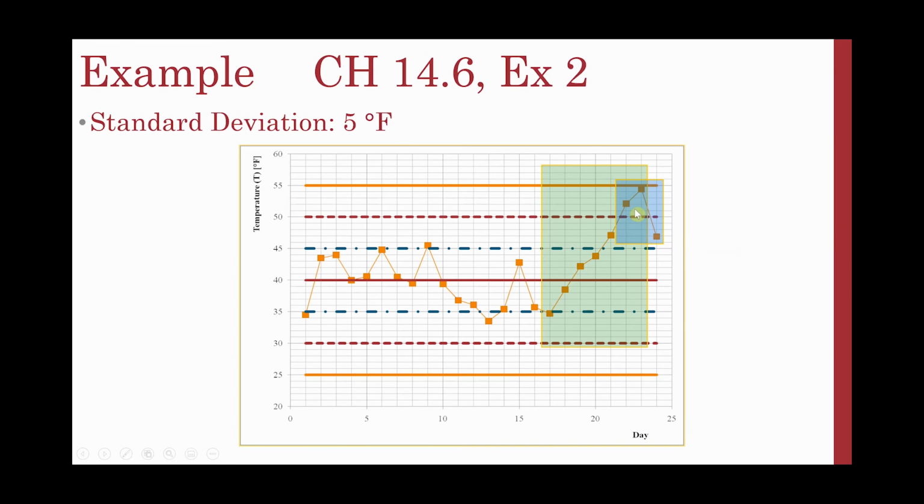However, we still do have 2 out of 3 points in a row occurring in zone A, and that linear increasing trend is still seen.